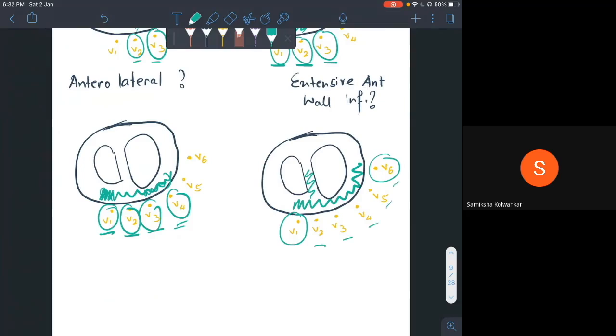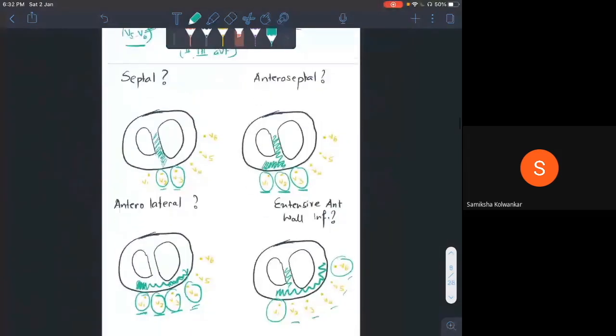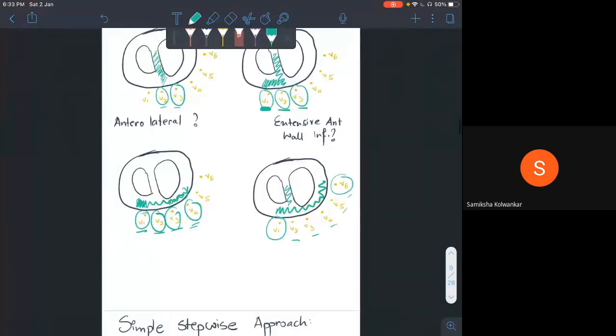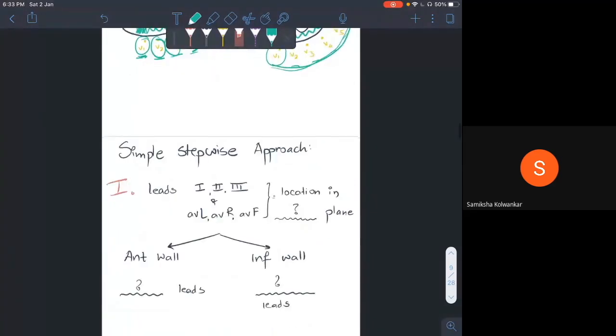So let's just do a quick recap. If you say a septal, we're looking at V1, V2, V3. If you're seeing an anteroseptal, V1 is involved. V1 is the important thing when you need to consider anteroseptal. When you're talking about anterolateral, it means that this extends from the anterior, which is V1, to approximately V4. And extensive anterior wall infarct is something which involves the entirety of your chest leads, which is V1 to V6.